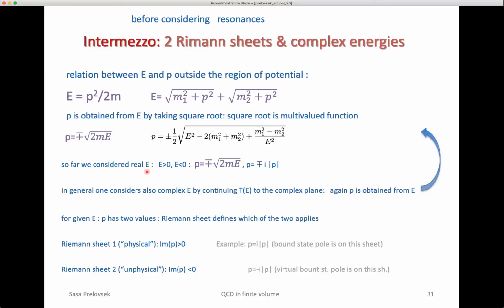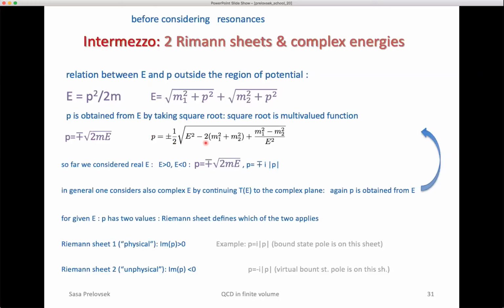So far, we considered only real energies. And of course, the momentum for negative energies could be plus or minus imaginary. But it's good to consider not only real energies but complex energies, because resonances will not have poles for real energies, they will have poles for complex energies. So suppose the energy is now complex. How do you get momenta from it? Using the same equations, but you have two solutions, plus or minus.